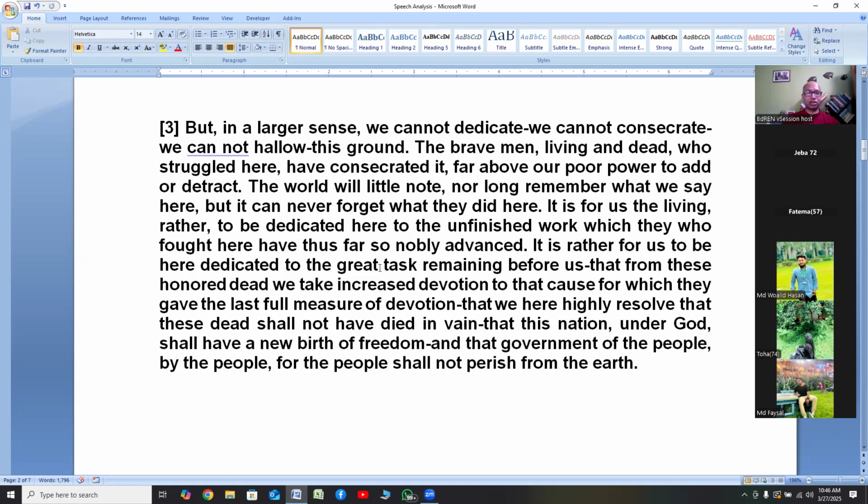It's rather for us to be here dedicated to the great task remaining before us, that from these honored dead, we take increased devotion to that cause for which they gave the last full measure of devotion. That we here highly resolve that these dead shall not have died in vain, that this nation under God shall have a new birth of freedom.